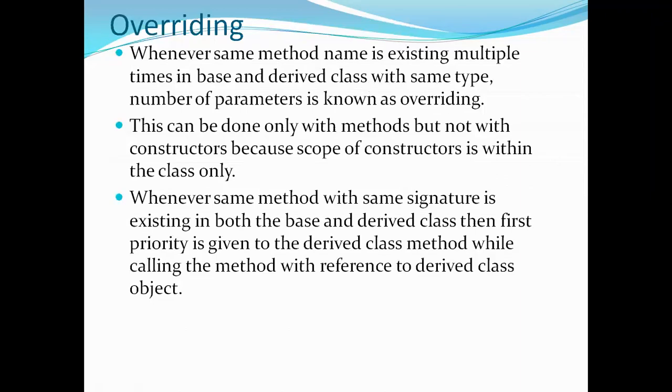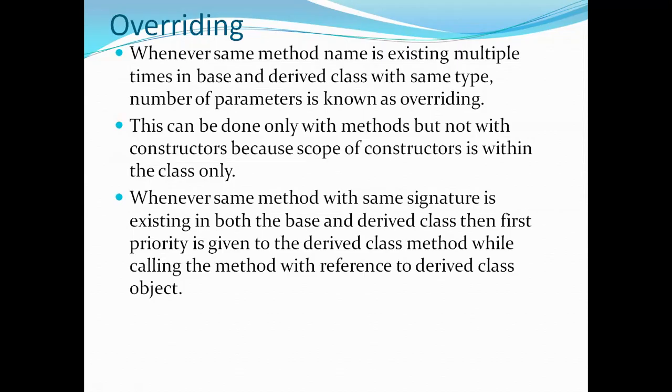And what do you mean by overriding? Whenever the same method name exists multiple times in the base and the derived class, with the same type of parameters, same number of parameters, and same order of parameters, then it is known as overriding. And this can be done only with methods. Overriding can be done only with methods.